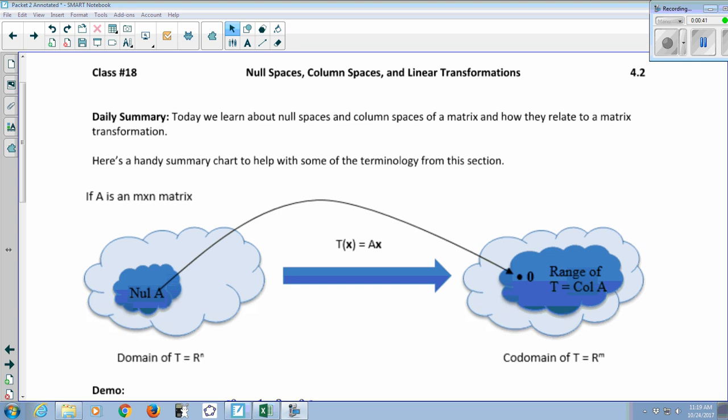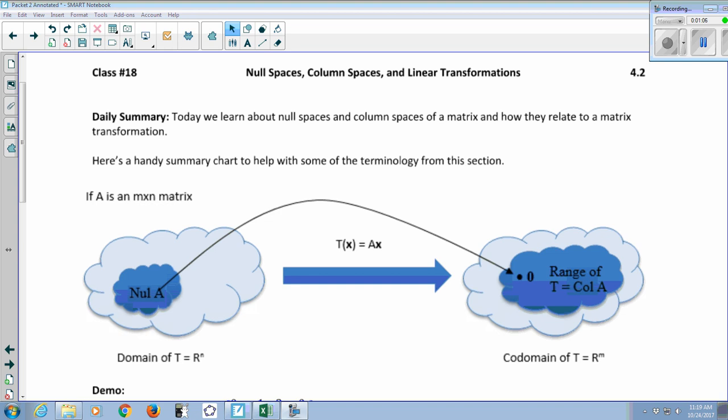0 is in the range, right? Because the range is not necessarily all of the codomain. So the light blue cloud represents the codomain. The darker blue cloud represents the range. And 0 is always in the range. You can always get 0 via a matrix transformation. So 0 is supposed to live in the range.